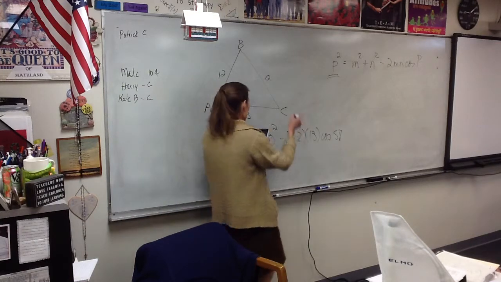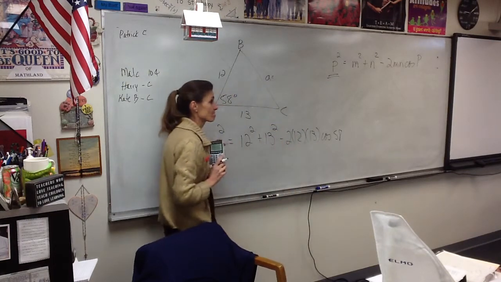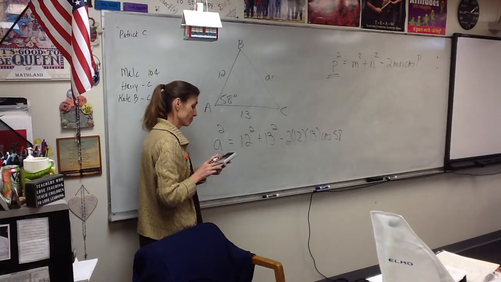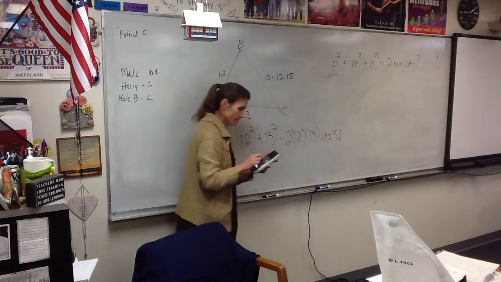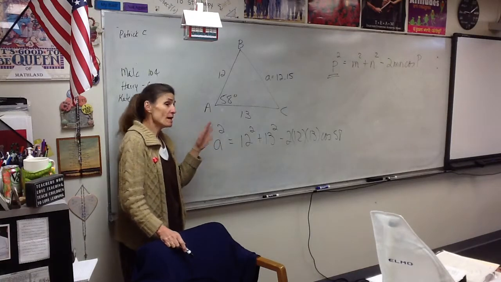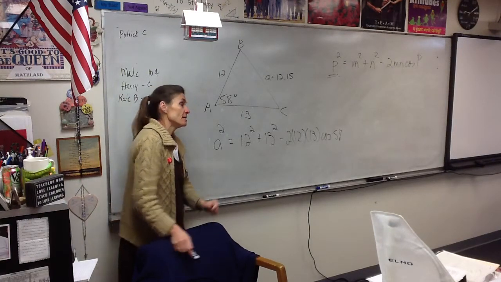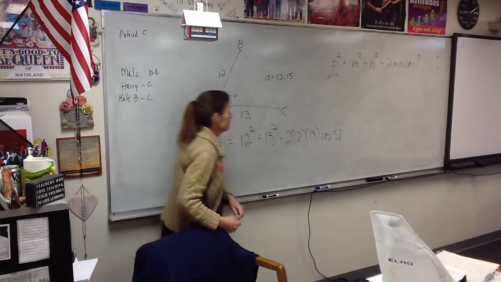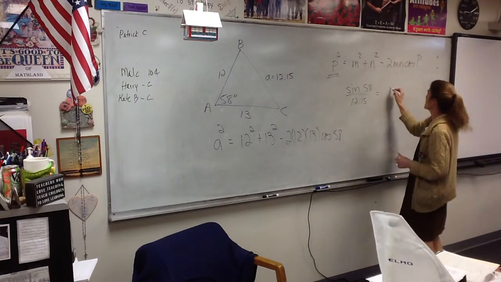So side A works out to be what? What'd you get for side A? 12.15. Now I want you to look at something. Remember, we're not done. Your job is to find angle C and angle B. But what do you have now? Now you have a set. So what can we do now? Now we can do the law of sines. So we can say sine 58 is to 12.15 as sine C is to 12.